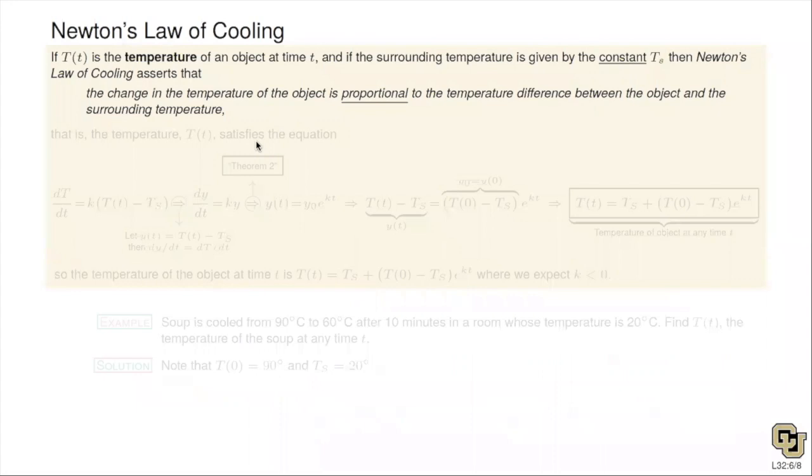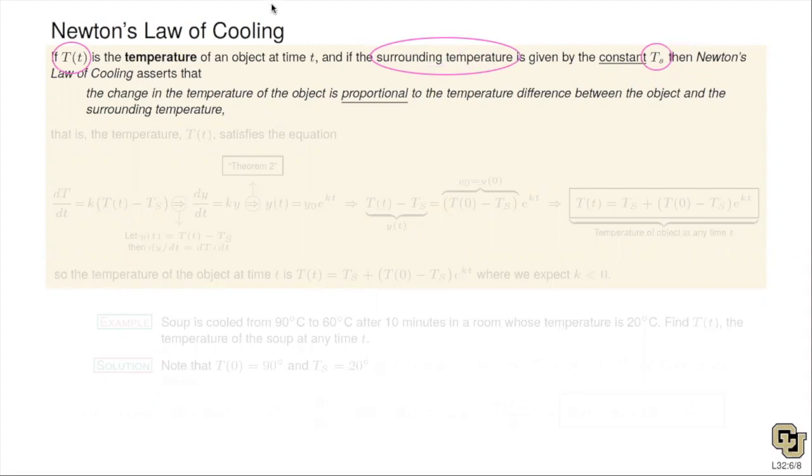So here's Newton's law of cooling. So this is one final application. You don't need to know Newton's law of cooling. You just need to know the solution to the exponential growth and decay models. So here, careful of the notation, capital T of little t is the temperature. So capital T is the temperature, little t is time. And here, capital T of S is the surrounding temperature. So T for temperature, little s for surrounding.